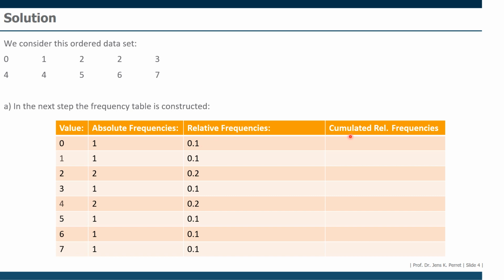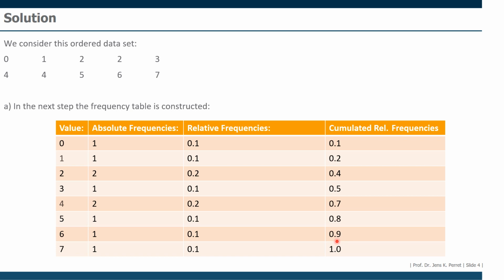Finally, I have the cumulated relative frequencies. Here, I'm just going to sum up the relative frequencies step by step. So here, I only have the 10%, so I'm getting 10% here. Next, I'm going to add the next 10% to the previous result. So 10% plus 10% give 20. 20% plus 20 give 40%. 40% plus 10% give 50%, 50% plus 20% give 70, and so forth.